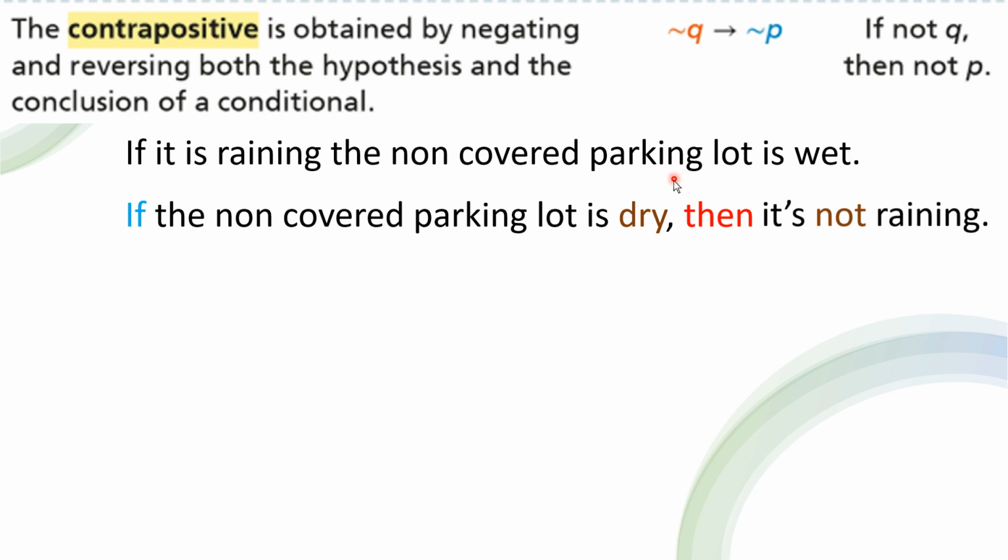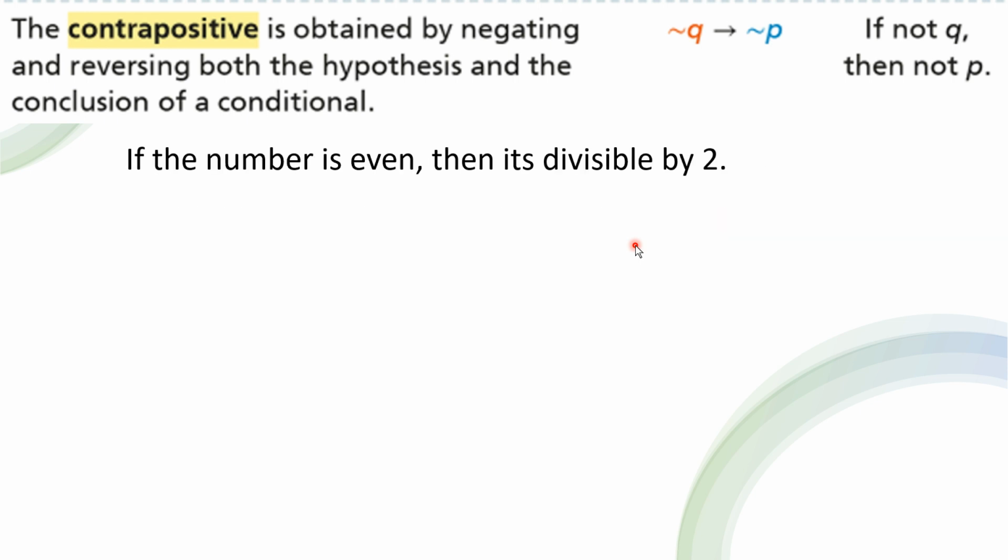So sometimes you can just do a little teeny tiny switcheroo of the words, like wet to dry. That's the statement. Is this a true statement? No. There are sprinklers, and there could be other ways, like a ruptured fire hydrant, etc., for that non-covered parking lot to be wet and still not be raining. So that's not really a true statement either.